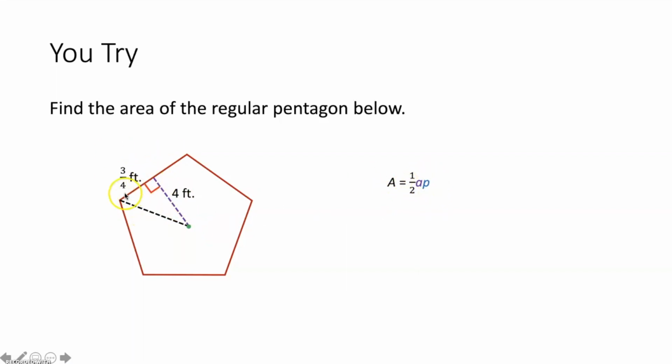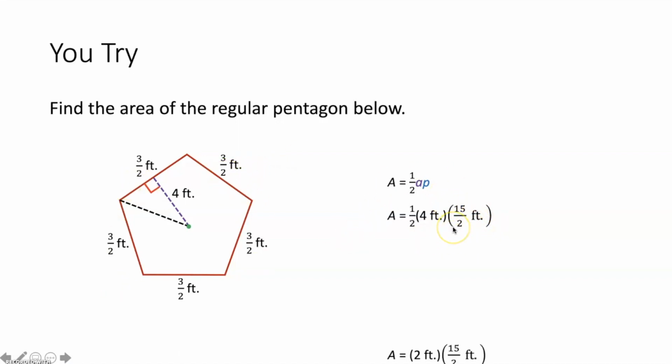Well, we know that this little segment right here is 3/4 of a foot. We also know that our apothem bisects this given side over here, meaning that if this is 3/4 of a foot, this segment over here must also be 3/4 of a foot. So this whole side length then must be 3/4 plus 3/4, which is 3/2 feet. And because this is a regular pentagon, that means that each side length would be 3/2 feet long. So in order to get the perimeter, I would just take 3/2 feet, multiply that by 5, and I would get 15/2 feet. That is the perimeter of this given pentagon.